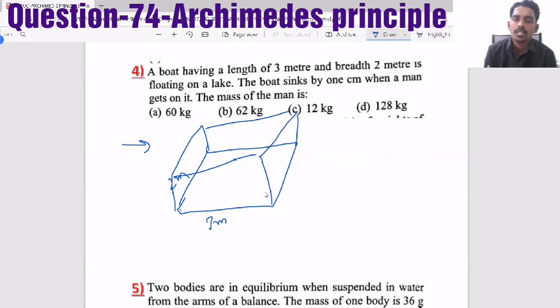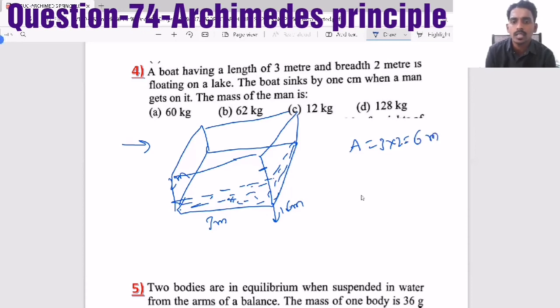The boat sinks by 1 centimeter. Suppose initially water is up to this level. This is completely water. Now when a man gets on it, it will go down by some distance. How much? 1 centimeter. But the area of the boat remains the same, that is 3 into 2, 6 meter squared.